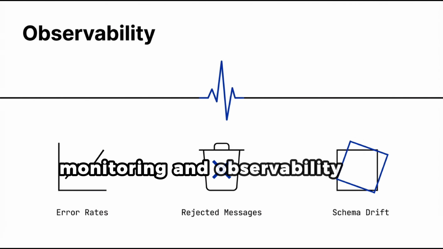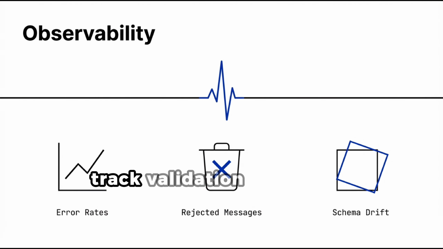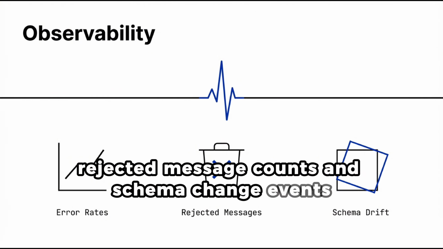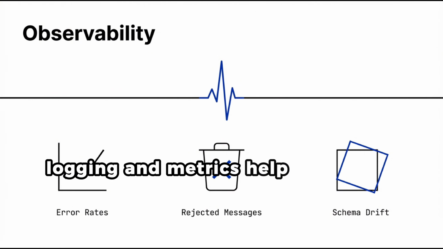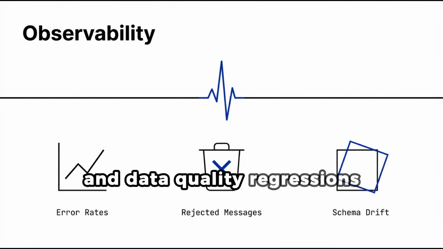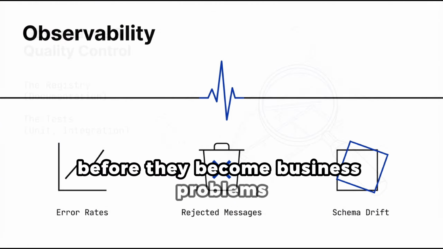Monitoring and observability are essential. Track validation error rates, rejected message counts, and schema change events. Logging and metrics help you detect drift, broken integrations, and data quality regressions before they become business problems.